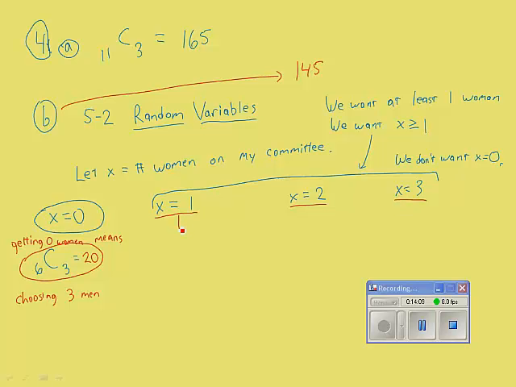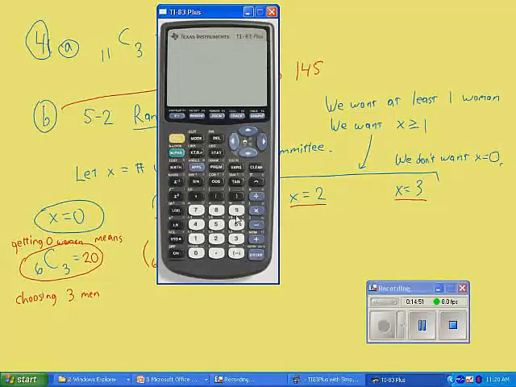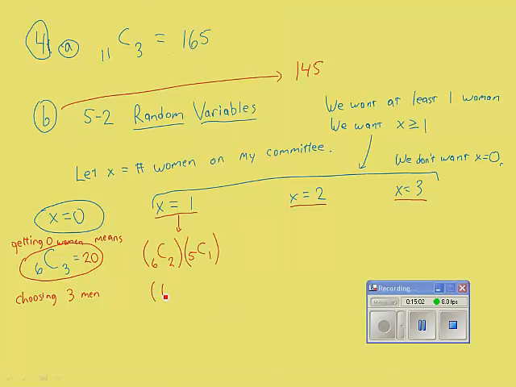Okay? Now watch. If I choose 1 woman, how many women were there? That's 5 choose 1. But I need to multiply that by the number of ways I could choose 2 men. How many ways could you choose 2 men? 6 choose 2. The multiplication rule says if you're trying to do this and that, we're trying to choose 2 men and choose 1 woman, then that's this. Now, I have to work out what these numbers are. 6 choose 2. I don't know if you've been doing this. Here, clear it out. 6, math, choose 2, 15. Okay, so this is 15.